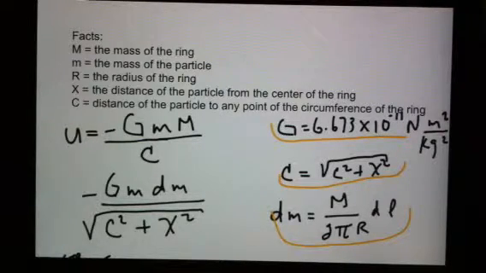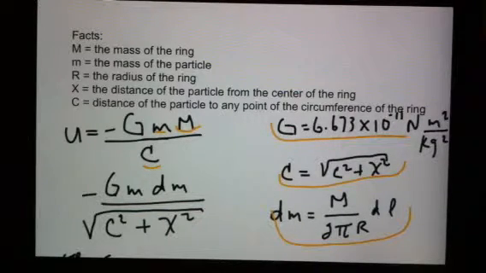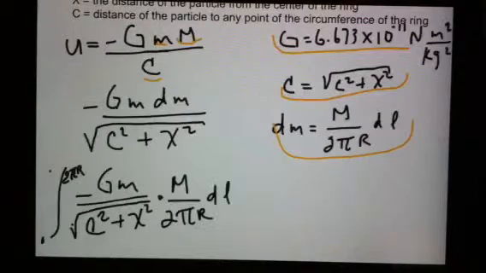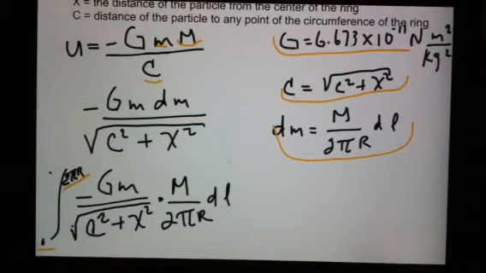We're going to need that information to calculate the gravitational potential energy, which is this formula, which is negative G, the mass of the particle, times the mass of the ring, divided by C. We know what C is, we know what M is, and we substitute those values in our formula. Once we make those substitutions, we integrate from 0 to 2 pi r, which is the length of the ring or the circumference of the ring.